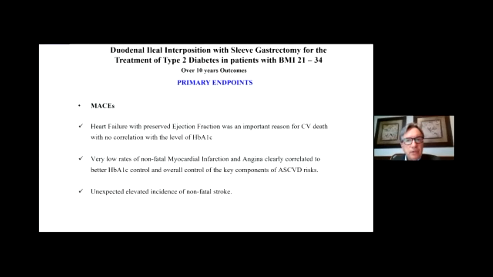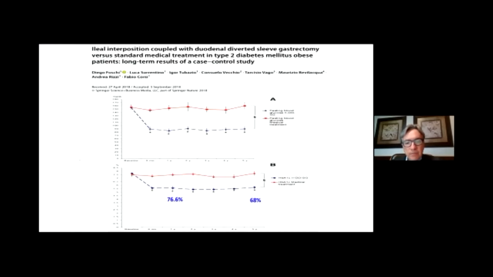As primary endpoints also, we evaluated this after 10 years and found that heart failure with preserved ejection fraction was an important reason for cardiovascular death with no clear correlation with the level of A1C. We also found very low rates of non-fatal myocardial infarction and angina clearly correlated to better A1C control and overall control of the key components of atherosclerotic cardiovascular risks. And again, an unexpected elevated incidence of non-fatal stroke.